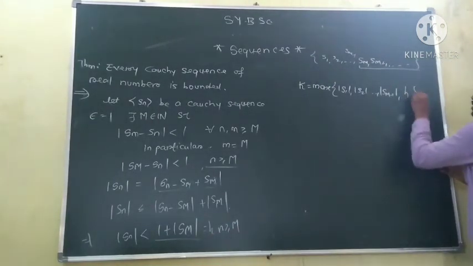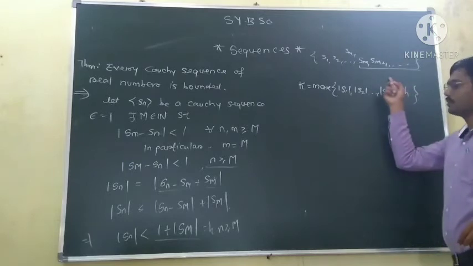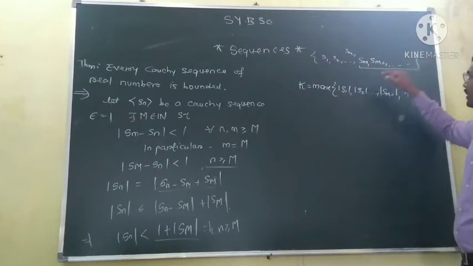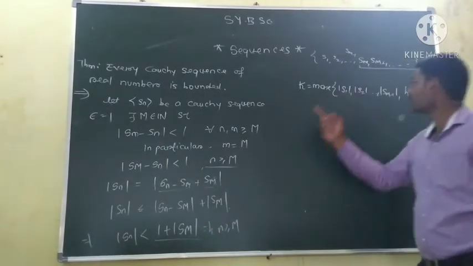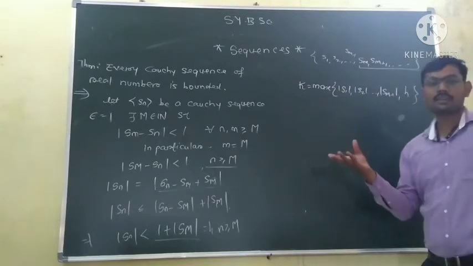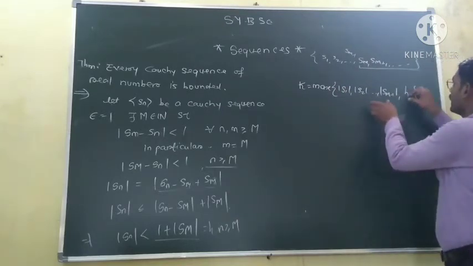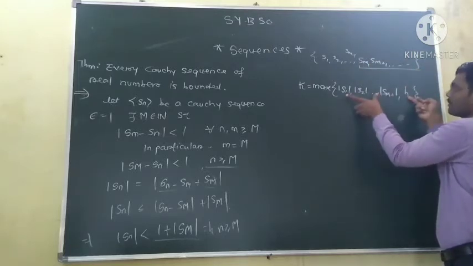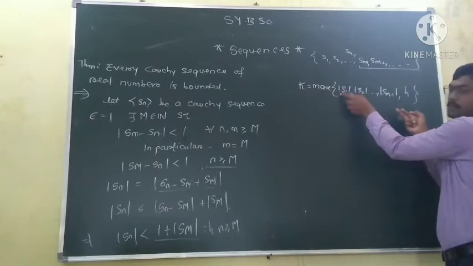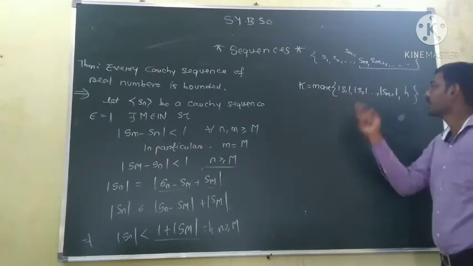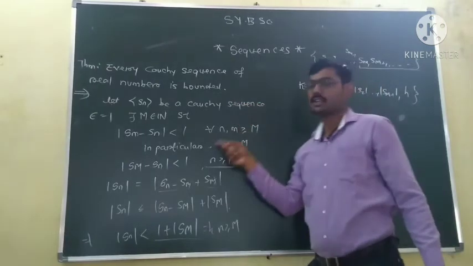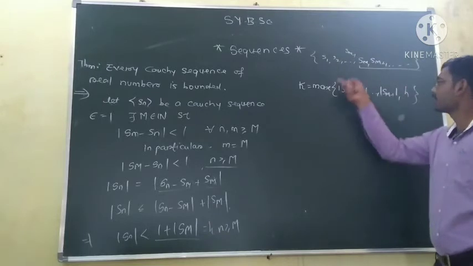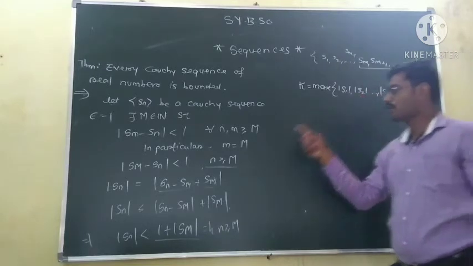Okay, so the maximum value among these will be the bound for the sequence, because all the elements from this Sm onward are already bounded by h, and S1, S2, ..., Sn are real numbers. The previous terms are real numbers, so mod of S1 is some real number. Since this is a sequence of real numbers, all these elements are constants. So the maximum of these is the upper bound for the sequence.